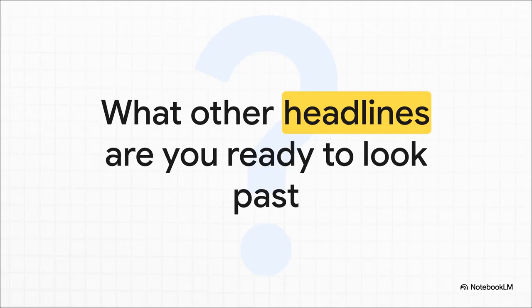So the next time you see a surprising scoreline, don't just take the headline at face value. Dig into that match report, look for the clues, and find the real story. And it kind of makes you wonder, now that you know how to find the story hidden in the data, what other headlines are you ready to start looking past?